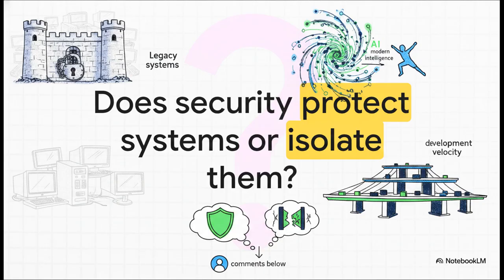We've seen the architectural blueprint, we've seen the bypass, but it brings us to an ultimate operational conflict. Does enterprise security truly protect legacy systems, or does it simply isolate them from the AI revolution? We are actively building complex bridges just to drag modern intelligence through legacy firewalls. Are these blockades genuinely serving security, or are they just killing development velocity? I want to know where you stand on this. Let's debate it in the comments below.